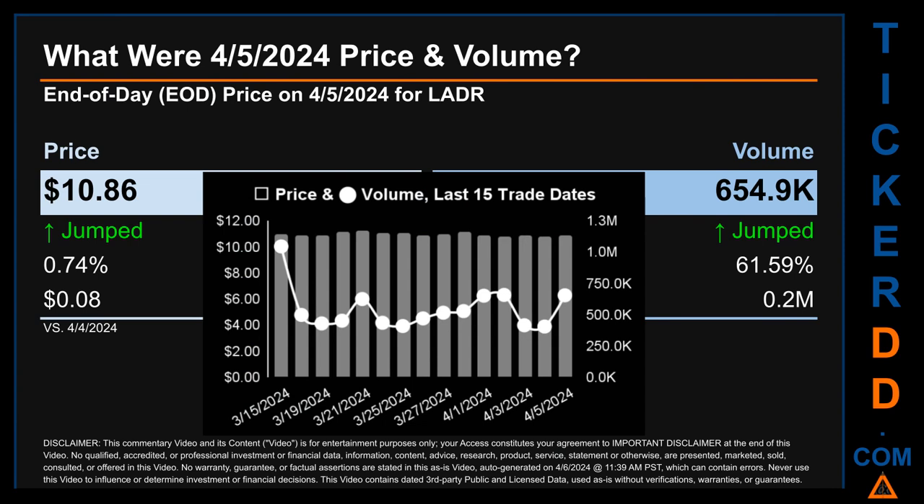Across a range of 51 cents, the max and minimum end-of-day price were respectively 11.29 and 10.78. Volume saw a range of 640.5 thousand, from a day low of 405.3 thousand to a day high of 1 million.